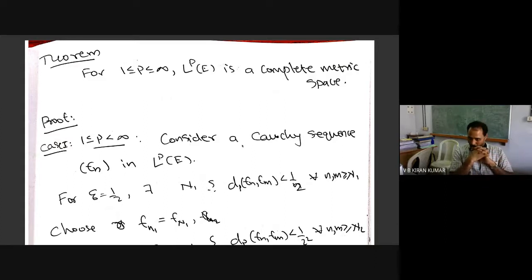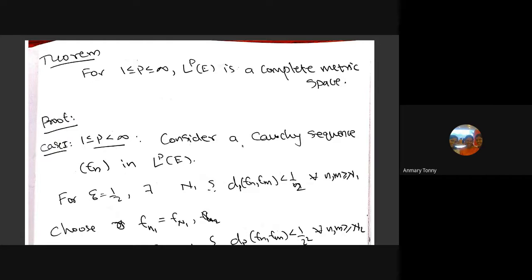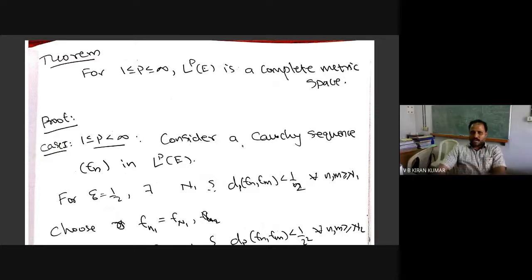Take a Cauchy sequence. You should begin with a Cauchy sequence. Now I'm treating p equal to infinity separately, so let me assume that p is finite, because the metrics are different. Now let f_n be a Cauchy sequence here.